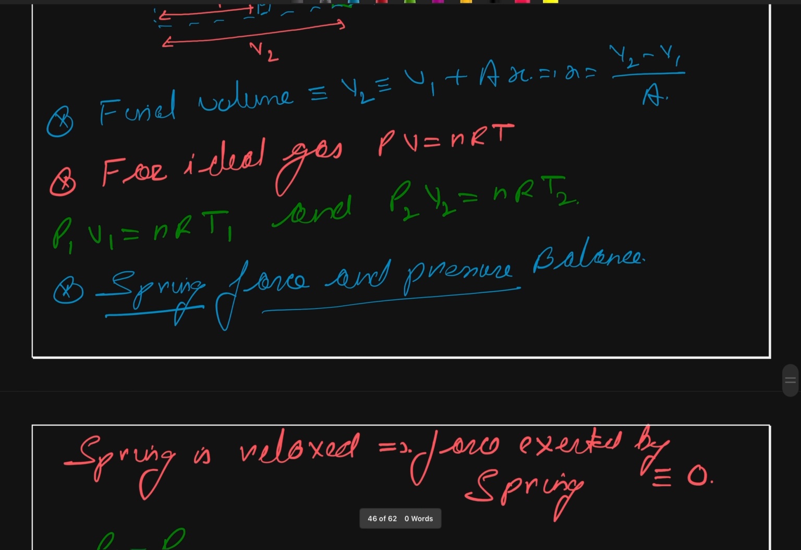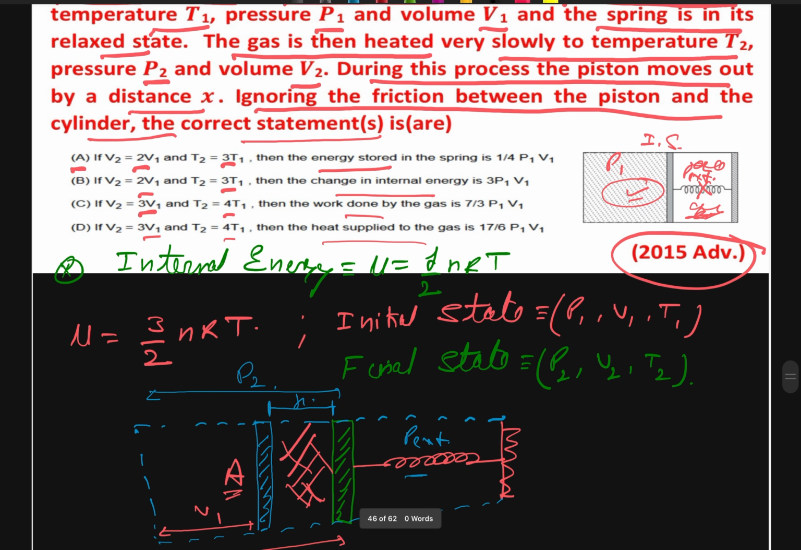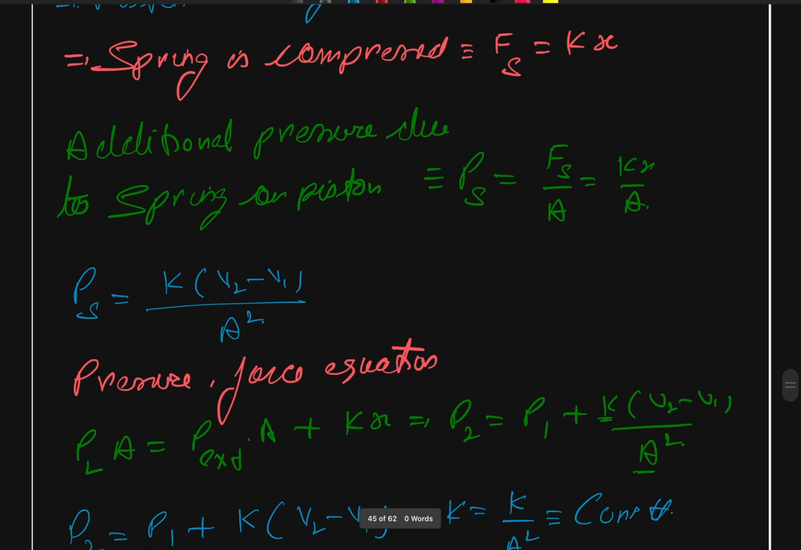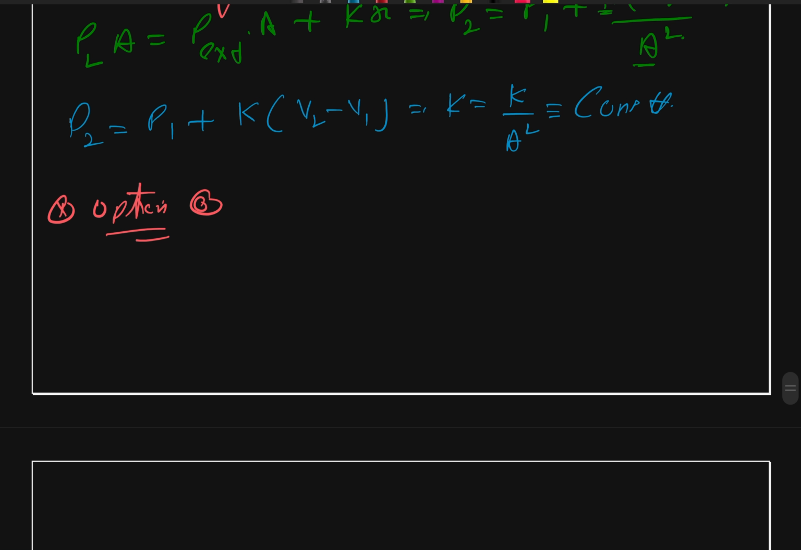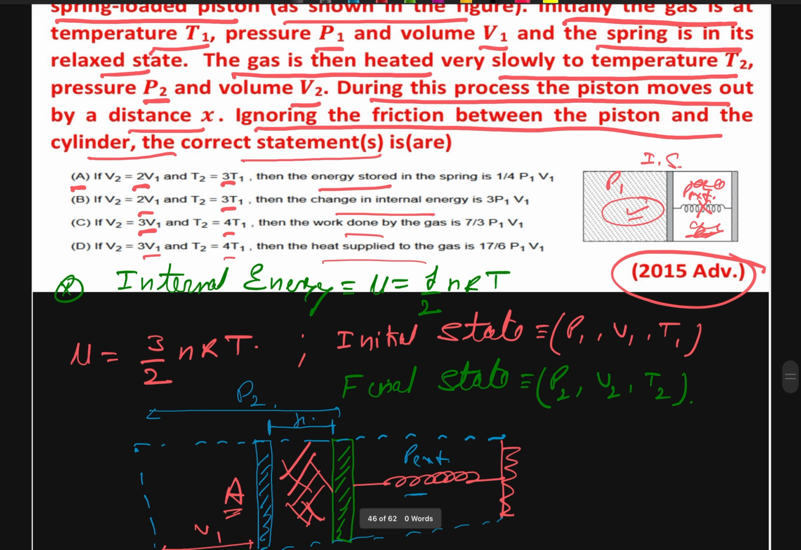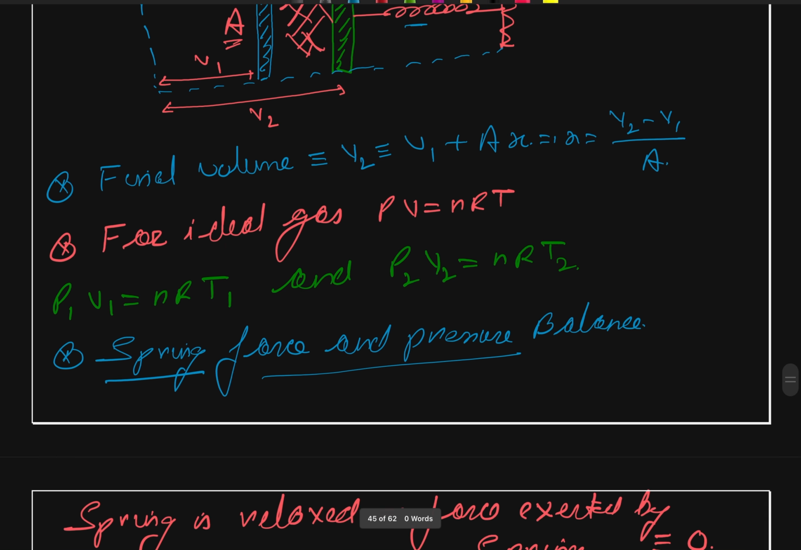Option A states that V2 is equal to twice V1 and T2 is equal to thrice T1. And it is asking whether the energy stored in the spring is 1 by 4 P1 V1.